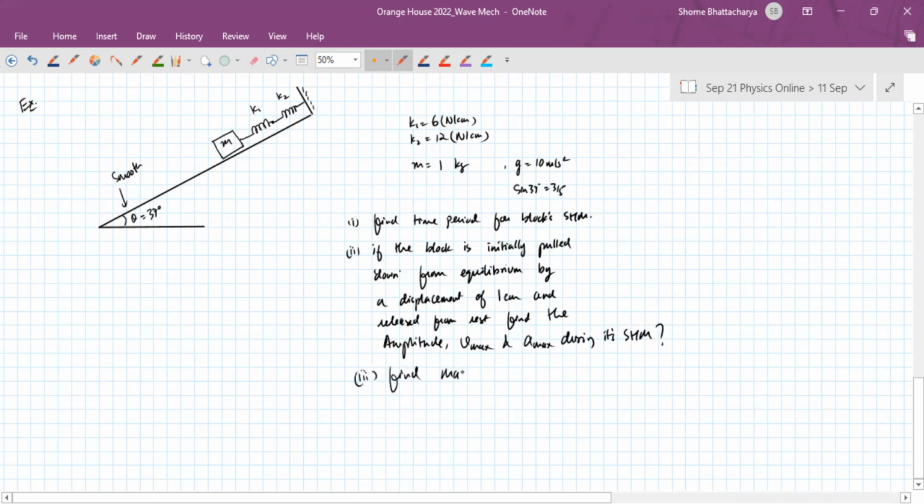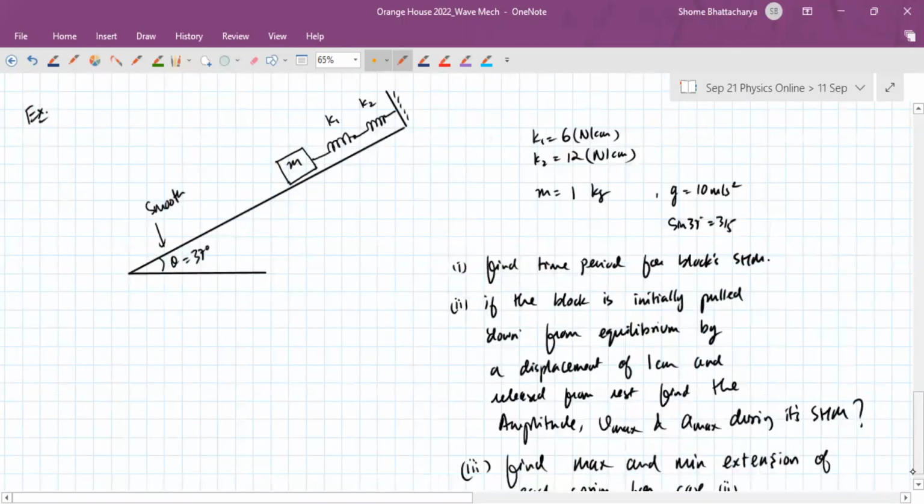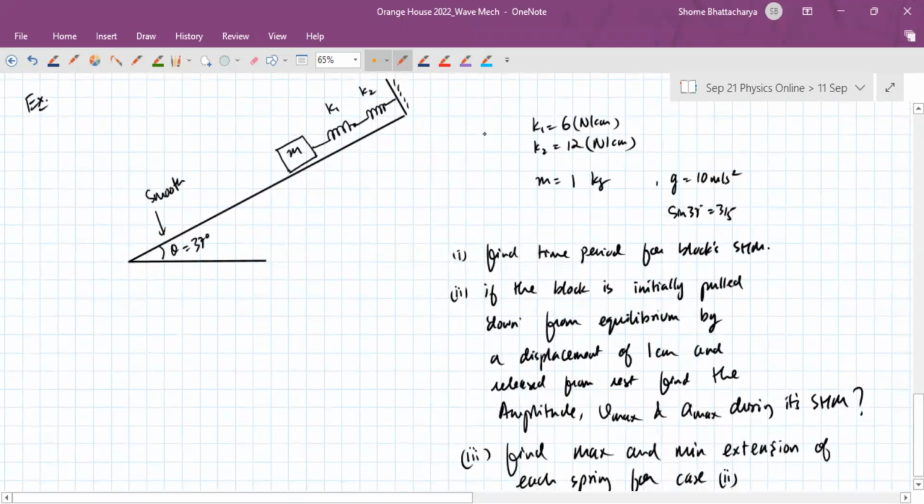And also find the maximum and minimum extension of each spring for the case that we have in example in problem 2, part 2 of the question. So just try this out, we will discuss.